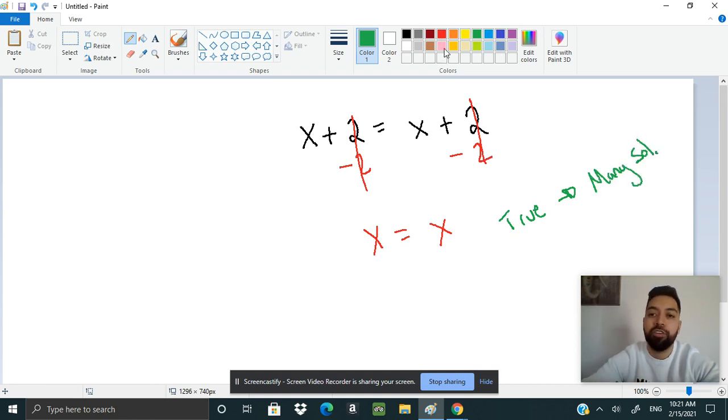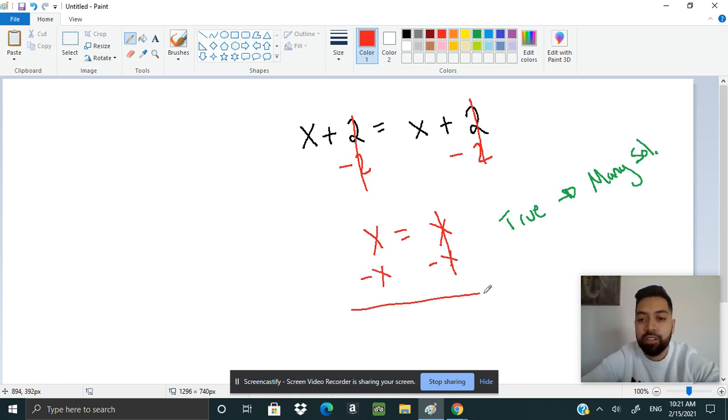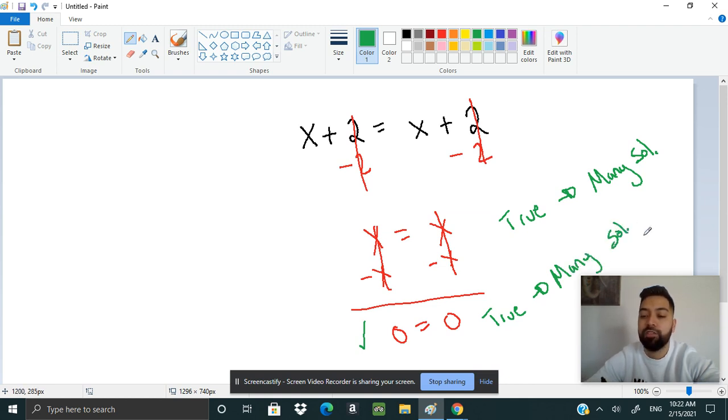But we're going to go a step further and even get rid of the x. So we're going to go minus x here, minus x here. So that result would be 0 equals 0 because everything's gone. But if you look at 0 equals 0, this is also true. Check. Okay, we checked it. 0 equals 0 is true. Once again, since this is a true equation, the same on both sides, this refers to many different solutions.